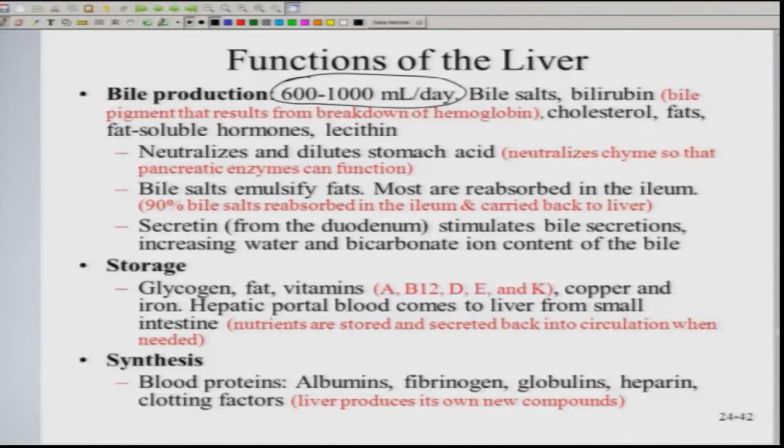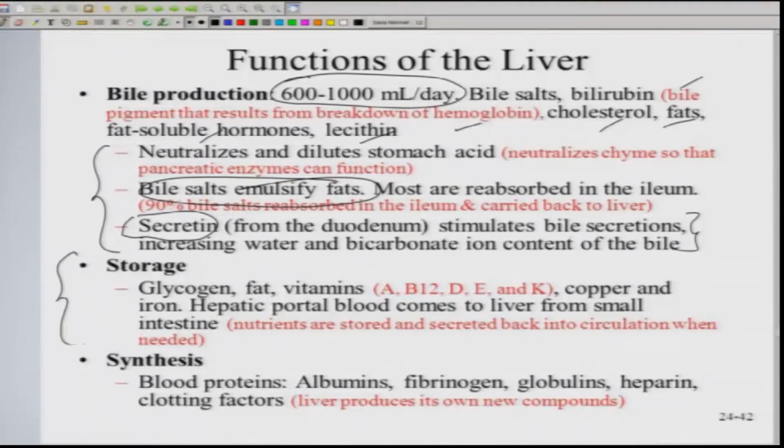Bile includes bilirubin, the bile pigment that results from breakdown of hemoglobin, as well as cholesterol, fats, fat-soluble hormones and lecithin, whereas it neutralizes and dilutes stomach acid. Bile salts emulsify fat, as I have already mentioned, and secretin, which is from the duodenum, stimulates bile secretion, increasing the water and bicarbonate ion content of the bile.